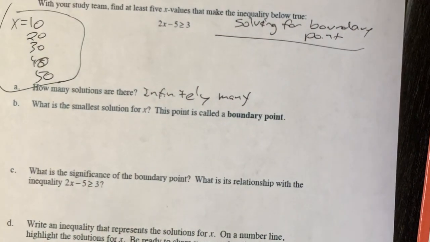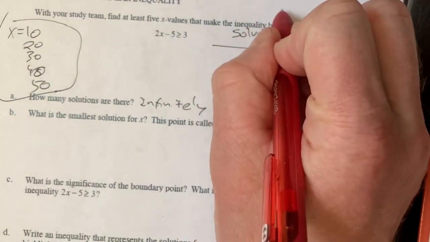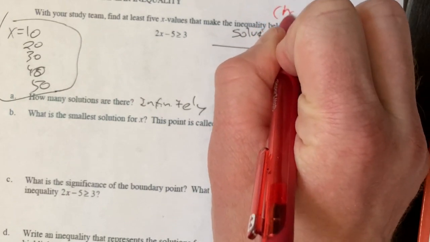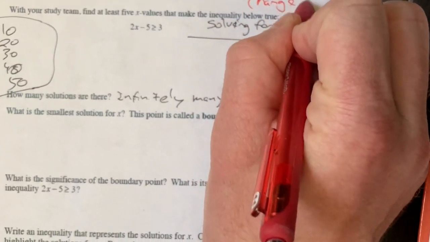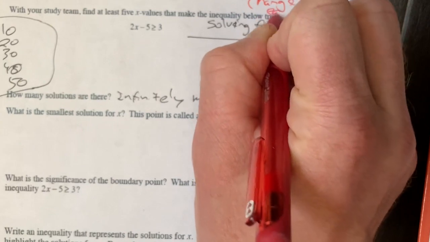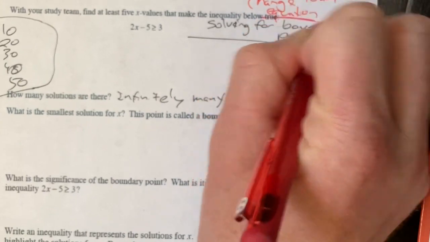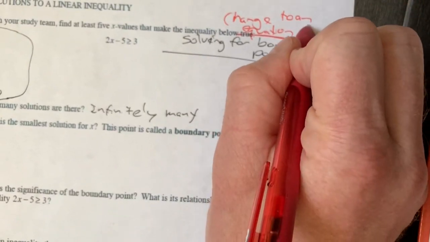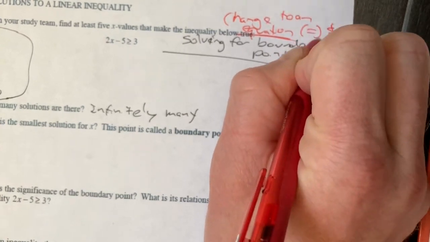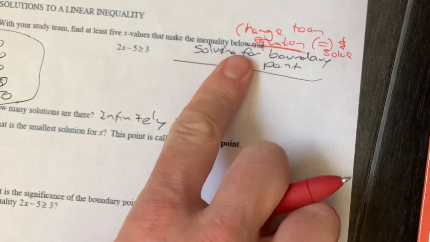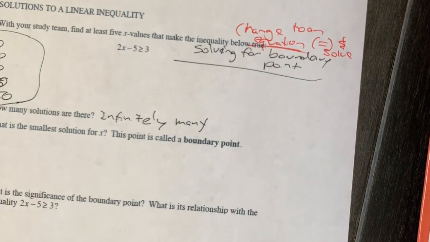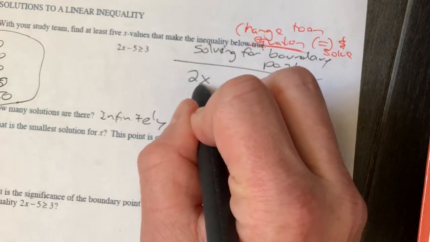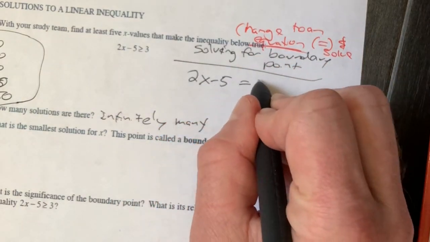So for solving for a boundary point, what we need to do is change to an equation. Equation means let's actually switch this to an equal sign and solve that. And that's why we call this solving for a boundary point. So I want to do that below. 2x minus 5 equal to 3.